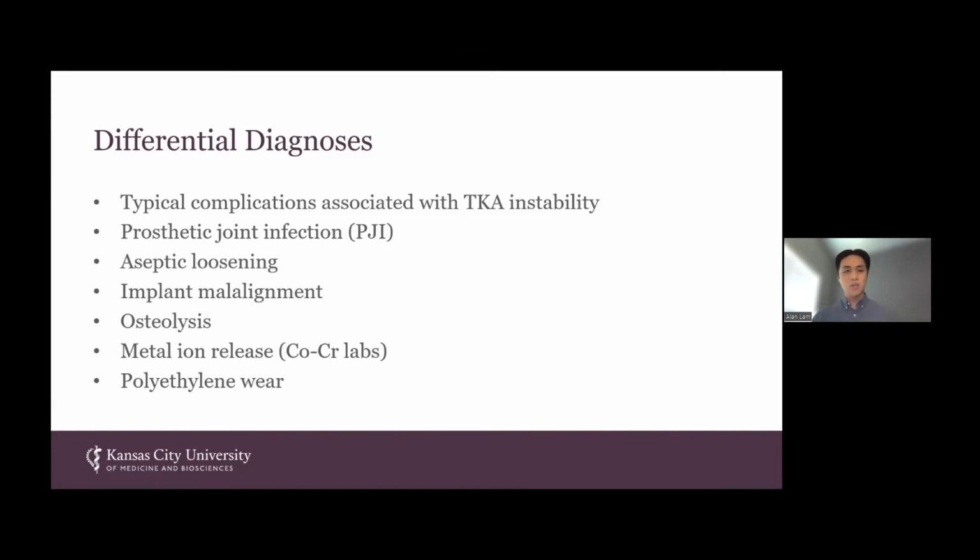We could also eliminate those long-term complications, the osteolysis, the polyethylene wear, metal ion release. This is a unique long-term complication you can have when there's metal to metal articulation causing a release of cobalt chromium ions, which can affect some of the surrounding tissue. But we could thankfully get rid of those because there was no evidence of polyethylene wear, no evidence of metal on metal articulation. So now that left us with possible aseptic loosening or a malaligned implant during implantation of the knee replacement.